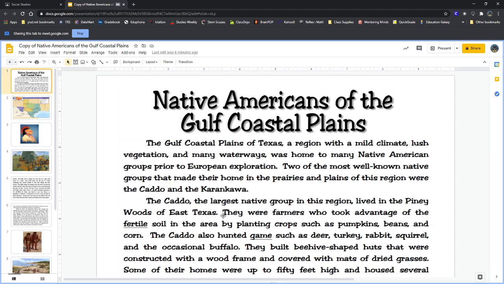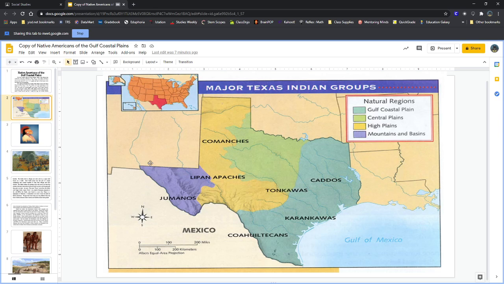They built beehive-shaped huts that were constructed with a wood frame and covered with mats of dried grasses. Some of their homes were up to 50 feet high and housed several. It kind of gets cut off there, but the next slide has a map for us.